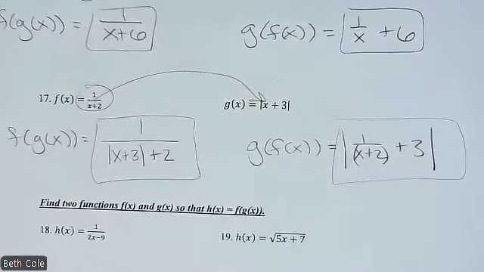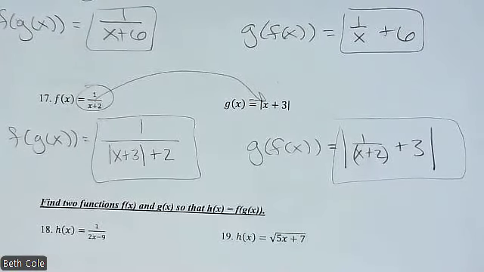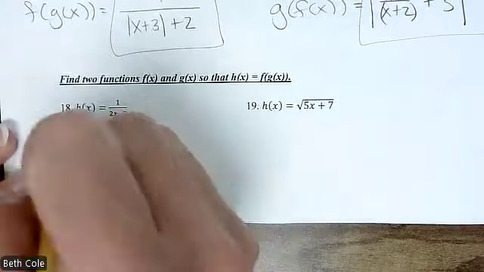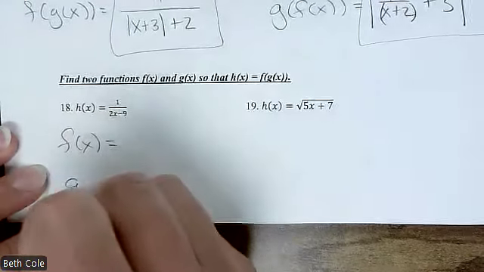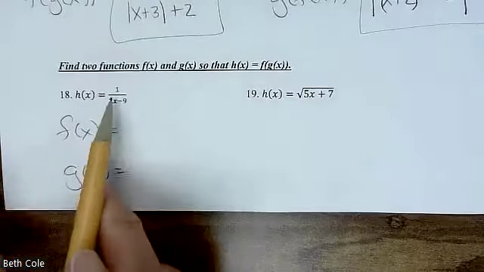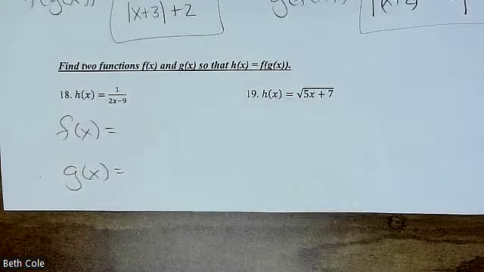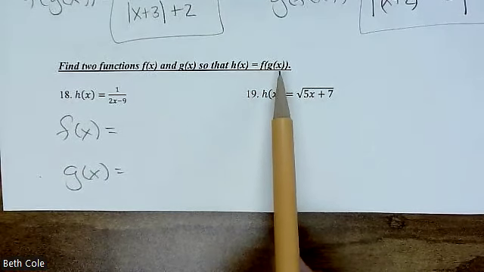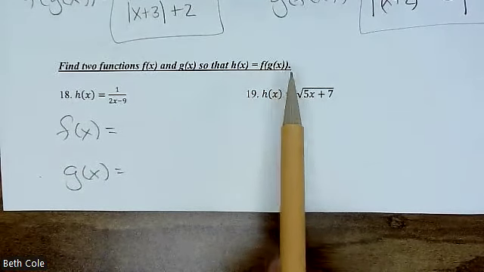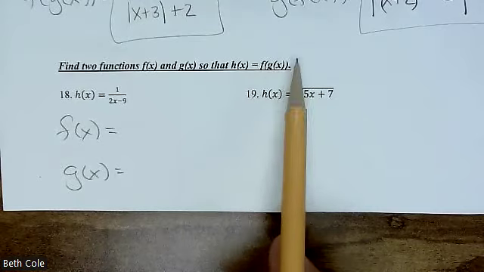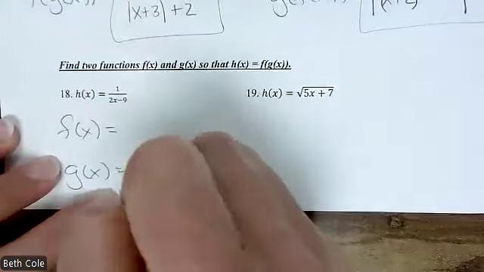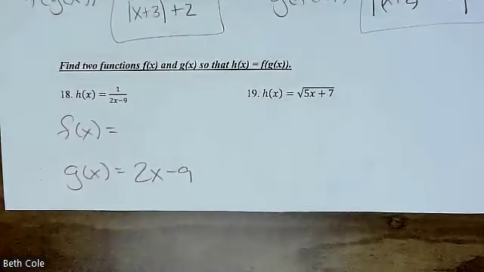Now I like these ones. You're separating it. It's good for your brain to do this. We want to find what are the two different functions if this is your answer. We want f to be the outside function and g to be the inside. g is like the guts of it, the inside stuff. So I usually do g first. g would be the 2x minus 9.